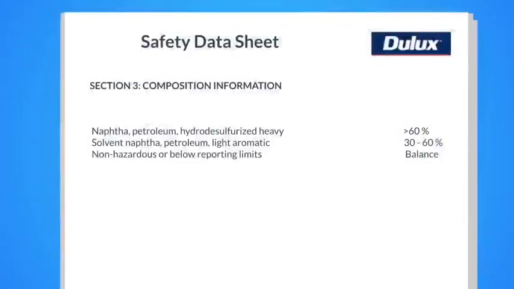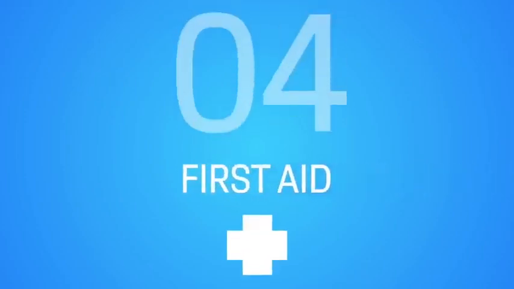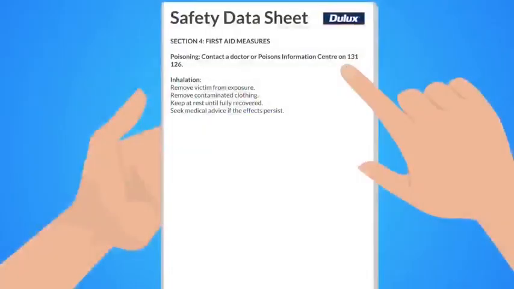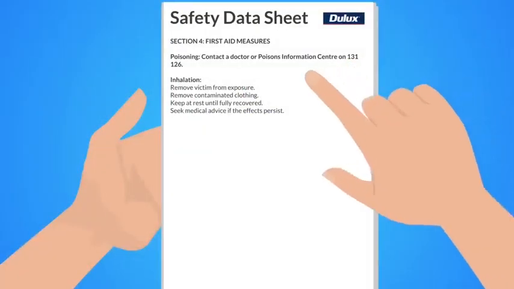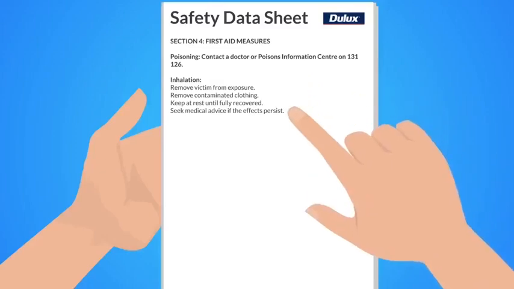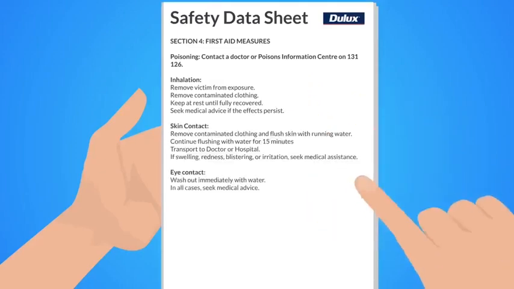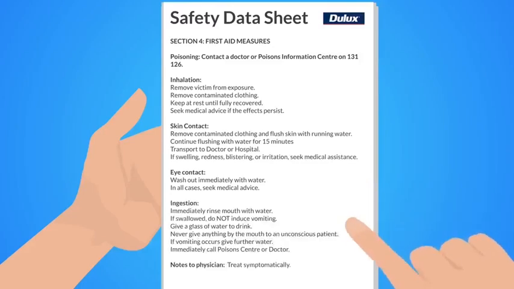Section 3 provides information on the proportions of the hazardous ingredients. Section 4 is where you need to go to find first aid information, starting with the Poisons Information Center number and the first aid treatment for inhalation. Then we have the first aid treatment for soft tissue contact, rounding off with the first aid for ingestion and notes for treating doctor.